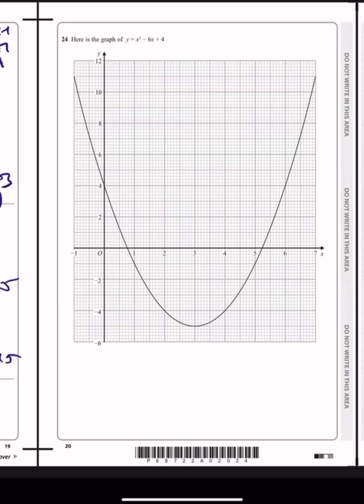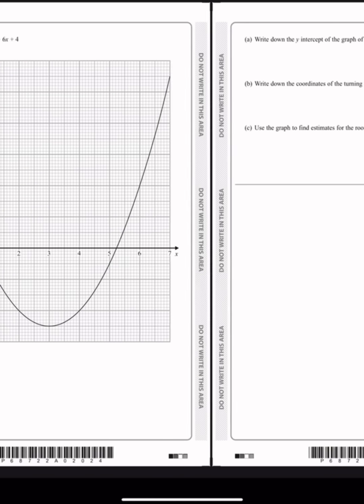Right. So now it says here is a graph of y equals x squared minus 6x plus 4. So we've been given a graph question now. We clearly look at the graph and we'll turn to the next page to answer the questions, because there's no specific question on here. Okay, so let's move on.